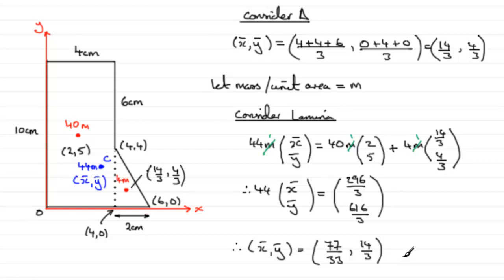Okay, so that gives us the coordinates of the center of mass. And obviously, if it asks you for the distances to this side here and this side here, this would be the answer. But you might have to make adjustments if they wanted it from some other side. Okay? But I hope that's given you some idea how to work out the center of mass for this composite shape.